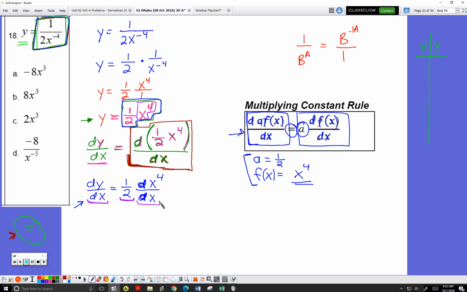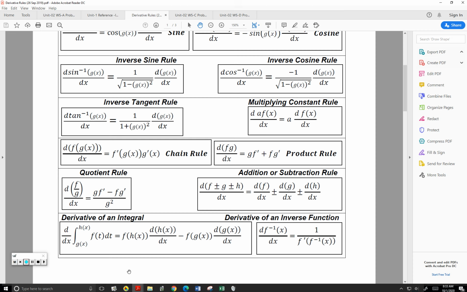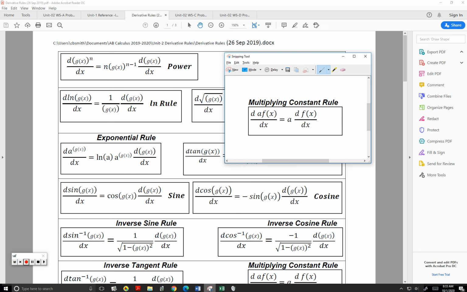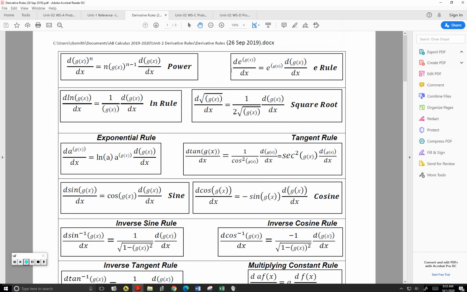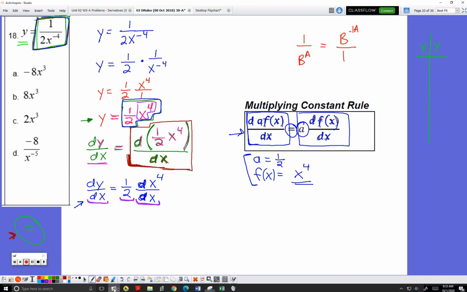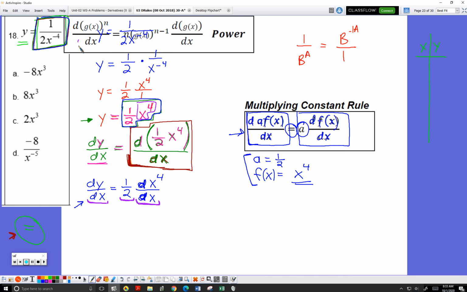Now I need to figure out this one. So I need another rule. I need a rule that looks like this. That rule happens to be the power rule. So let's go copy that over. See, that's up towards the top of the page. So here's how I know that the power rule works. Pull it down.